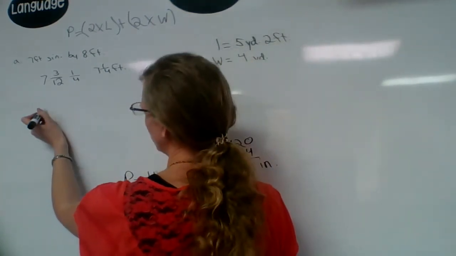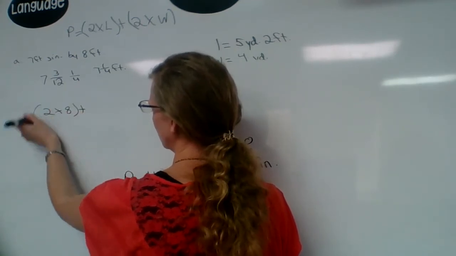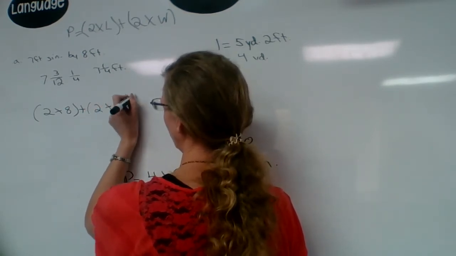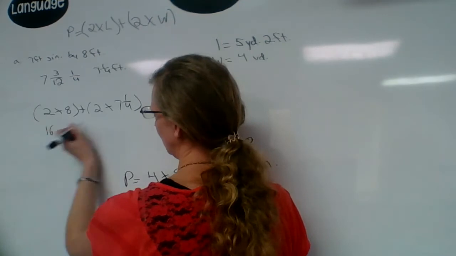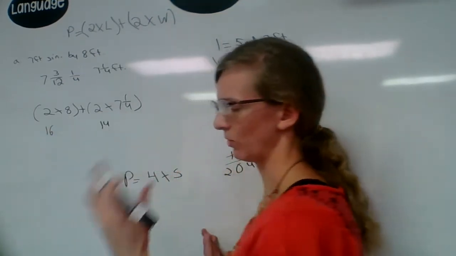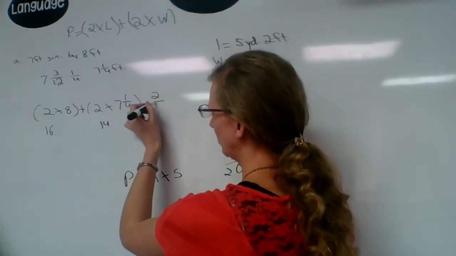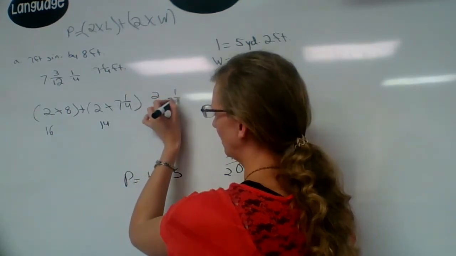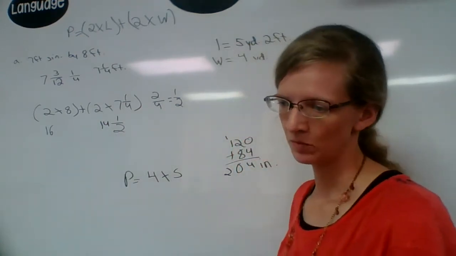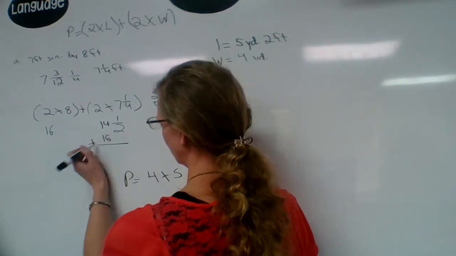So you do 2 times 8 plus 2 times 7 1/4. 2 times 8 is 16. 2 times 7 is 14. And then 2 times 1/4, if you have 1/4 plus 1/4, that actually equals 2/4, which would equal, if you reduce it, 1/2. So 16 plus 14 1/2. Now you add. So plus 16.